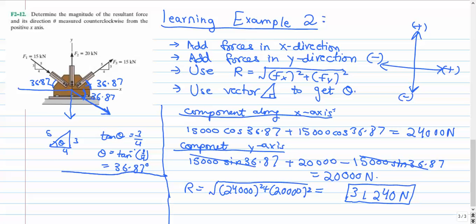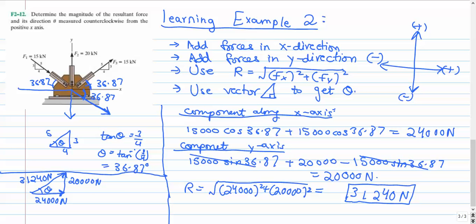I'm going to use this space right here to find the angle theta. So we need to draw the vector triangle. The sum of our components along the x-axis give us 24,000 newtons towards the positive x-axis, while the sum of our components along the y-axis give us 20,000 newtons upwards, and our resultant vector is 31240 newtons.